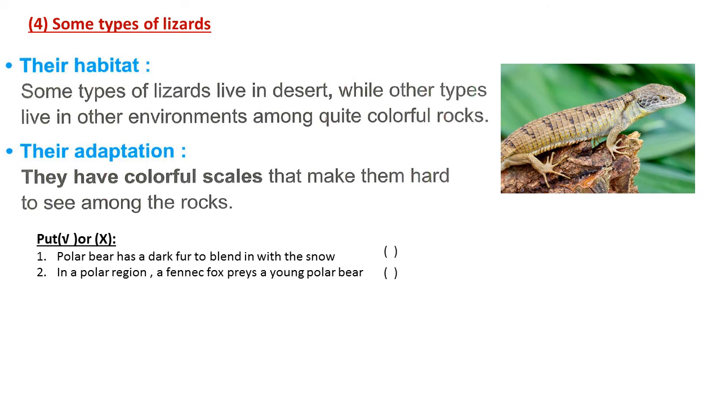Some types of lizards live in the desert, while other types live in other environments among quite colorful rocks. They have colorful scales that cover the body of the lizards and make them hard to see among the rocks. That's also a type of camouflage.